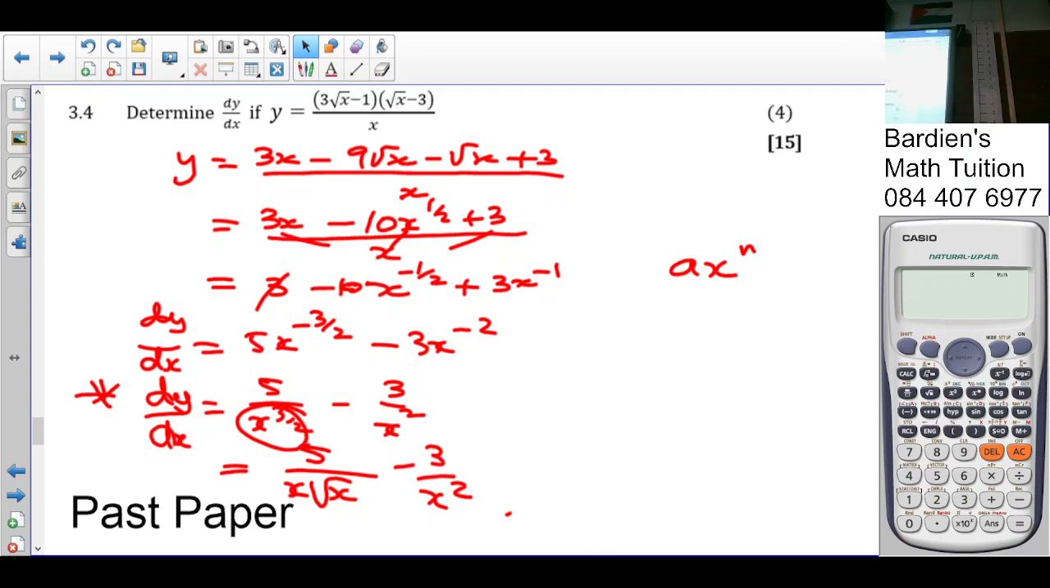Let's look at number 4. The sum is worth 22 marks, so I can't give you 22 minutes, so I give you 15 minutes. It's the graph question. You see, this graph question comes in for quite a bit of marks. Can you see that? 22 marks.